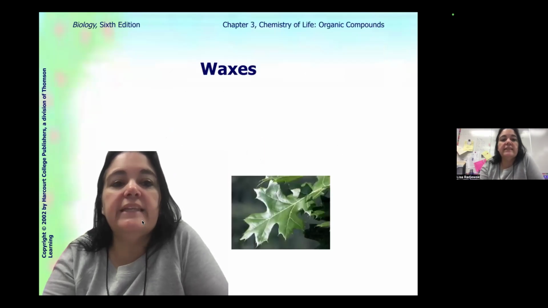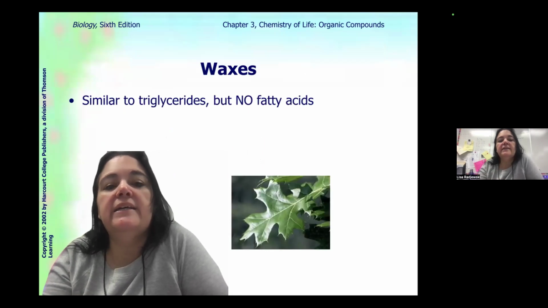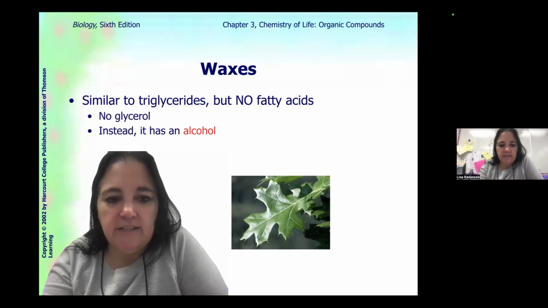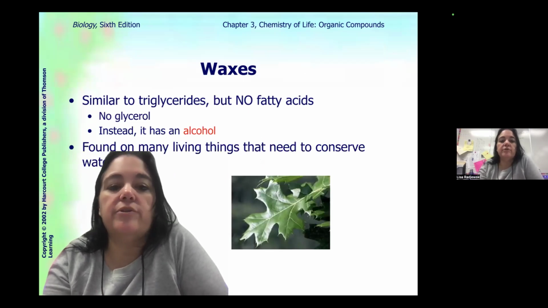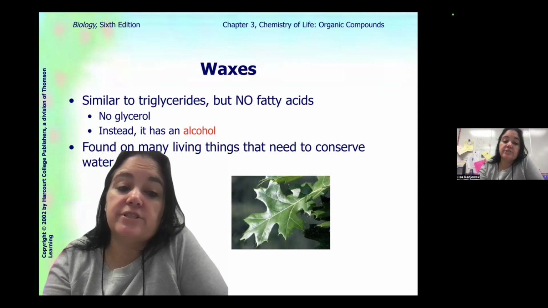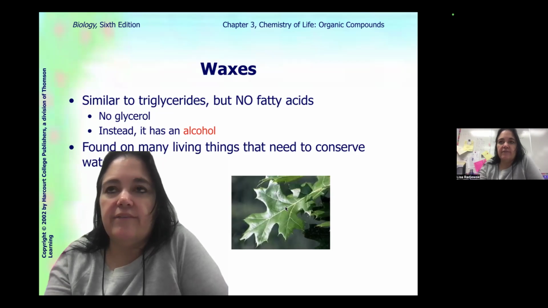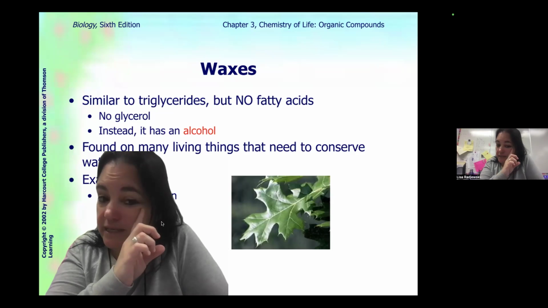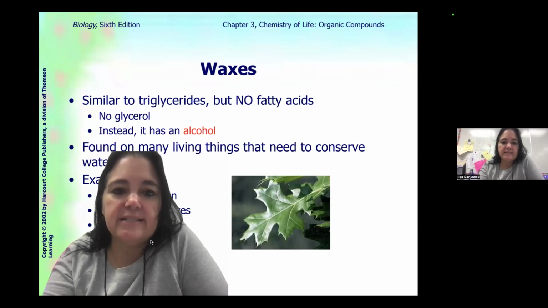Okay. And the last lipid we're going to talk about is waxes. I'm not even going to show you what they look like chemically, but they're similar to triglycerides, but they don't have fatty acids. So it's kind of a strange situation. There's no glycerol. Instead, it has an alcohol. So again, you're not going to have to know what these ones look like, but you just have to know that they are found on many living things and they need to conserve water, like the wax on a leaf. Sometimes you might touch a leaf and get sticky or have that weird feeling on your fingers. That's the wax that's on them. Insects can also secrete wax. Again, the leaves and fruit sometimes have wax on them.